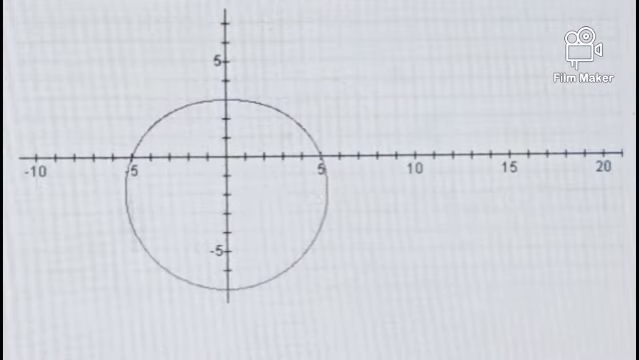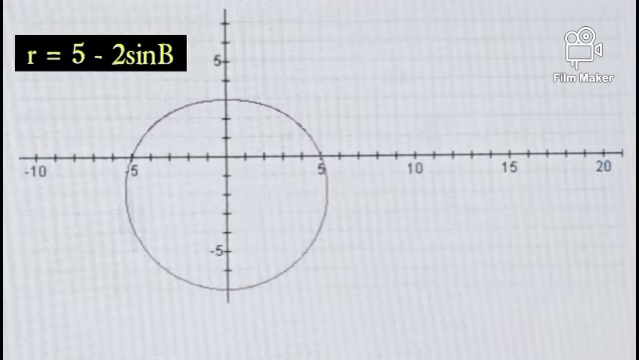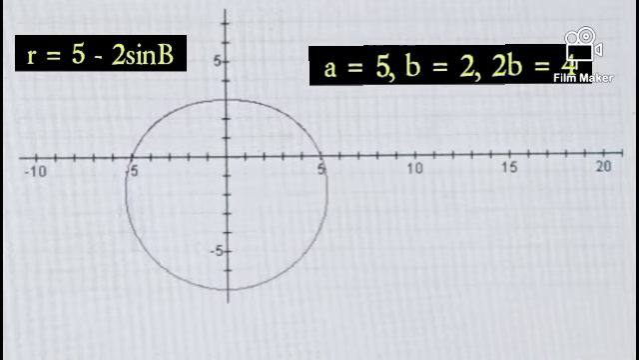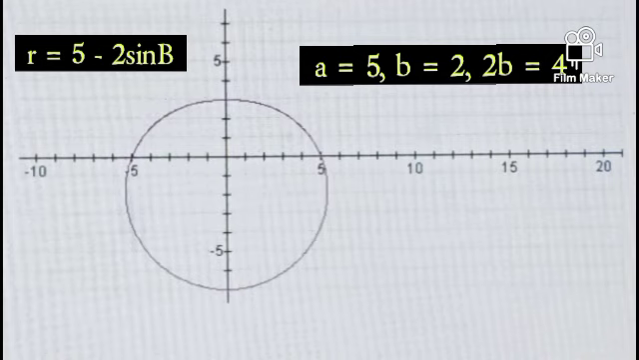This graph is another example of a limacon, but this particular limacon has no loop and it has no dimple, and it is not a circle. The polar equation of this limacon is given by r equals 5 minus 2 sine theta. For that polar equation, the value of small a is 5, the value of small b is 2.